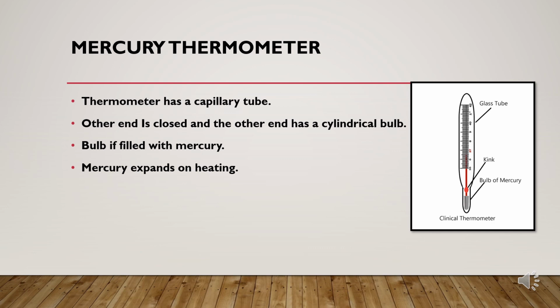Bulb is filled with mercury. Now why mercury? Because it's shiny. So the increase in the level could be easily seen with mercury. When the bulb of mercury is kept in contact with a hot body, mercury will start expanding in the capillary tube. So the level of the mercury will rise. As much as the level of mercury will rise, we will note down the increase in temperature. So expansion of mercury in a thermometer is an application of thermal expansion of liquids.